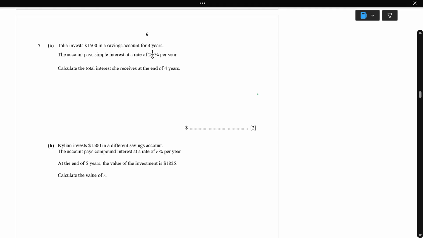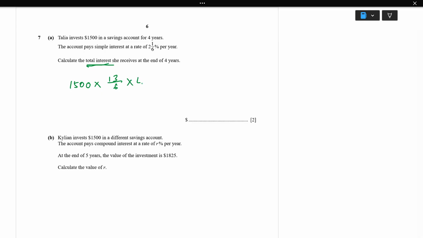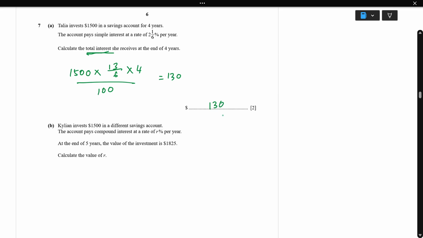Next question 7. Talia invests 1,500 in the saving account for 4 years, and the account pays simple interest rate of 2 1/6% per year. Calculate the total interest. That's the question. So only you need to find the interest, which is 1,500 times, so we'll change into improper fraction 13/6, and then R times 4 years over 100. So we'll calculate, the answer is going to be 130. So the interest going to be 130.